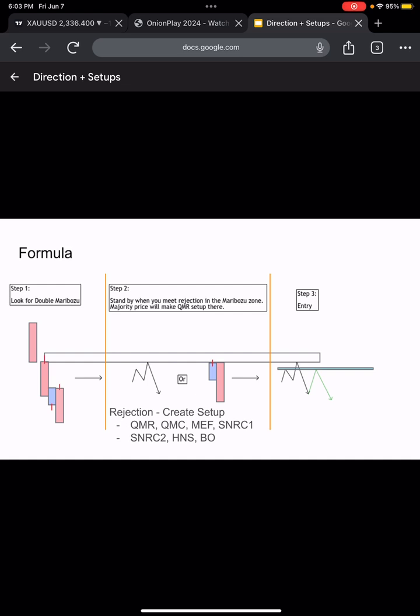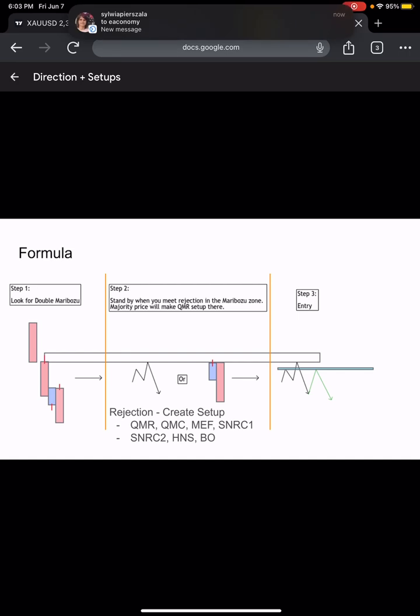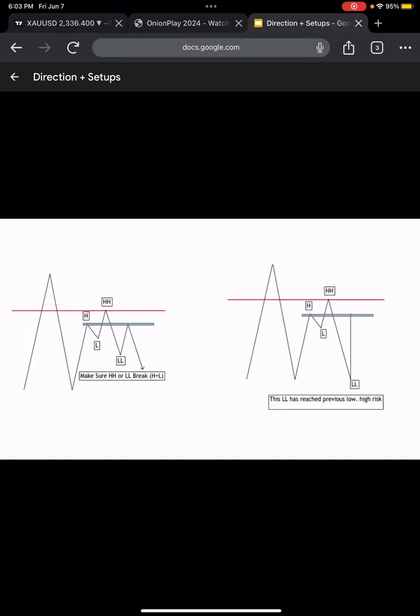So you wait for the rejection, you wait for it to create the setup. Then it's going to create either one of these setups, mostly the QMR or the head and shoulders pattern. Those are the two most common. So let's take a look and see what it looks like. So again, this is the pattern. So you want to make sure the higher high, the lower low breaks the high plus low, right?